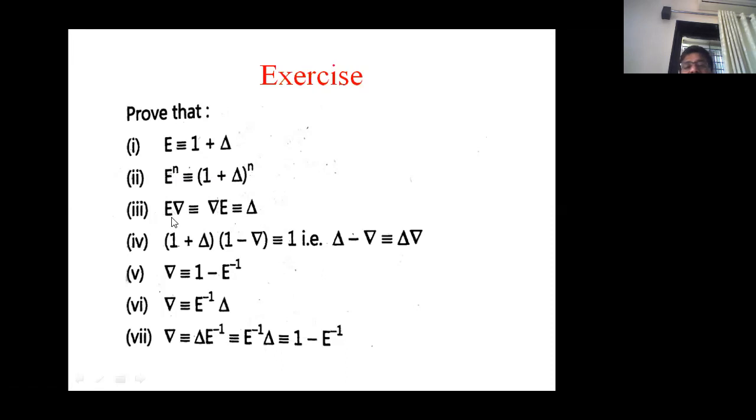We also prove this, E∇ is equal to ∇E is equal to Δ. Then the proof of this, similarly we prove ∇ is equal to 1 minus E raised to minus 1. So how can we prove this? Prove that the value of ∇fx and the value of (1 − E inverse)fx are both the same. Similarly, how can we prove this? Find the value of ∇fx and find the value of E raised to minus 1 Δ, that is E inverse Δ fx, and show that both the values are the same. Similarly, the proof of this, that is how we can show these two operators are the same: we show the effect of these operators on fx is the same.